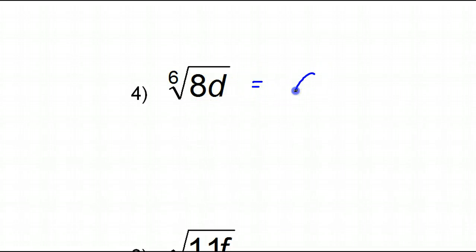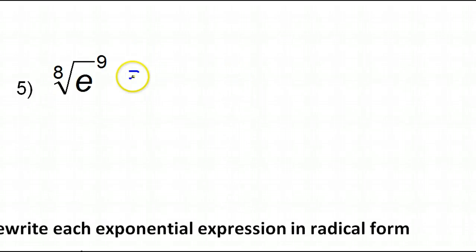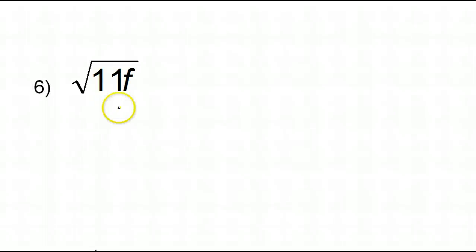Same thing. Just make sure your 8D is in parentheses, and 6th root is the same thing as the 1/6 power. Okay? Power over root. You know the 6 has to go in the bottom. Number 5. Power over root. So that's 9 over 8. Straightforward.